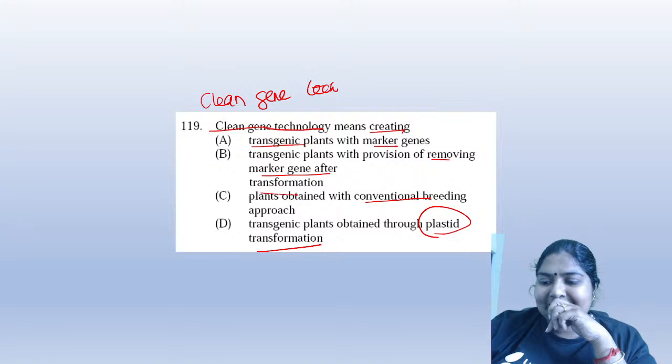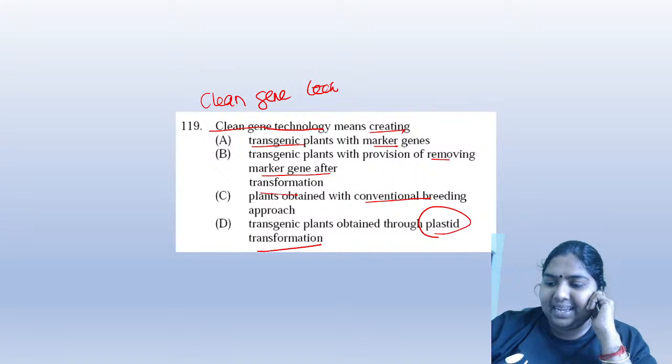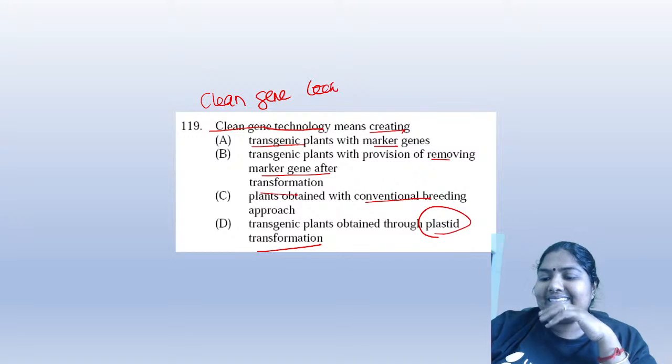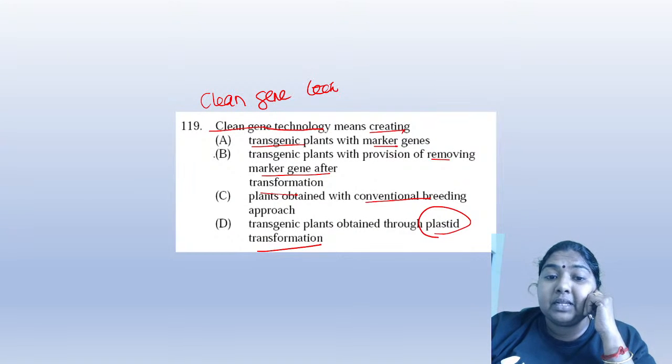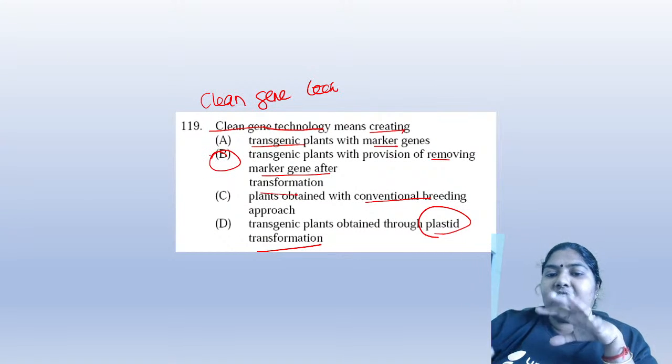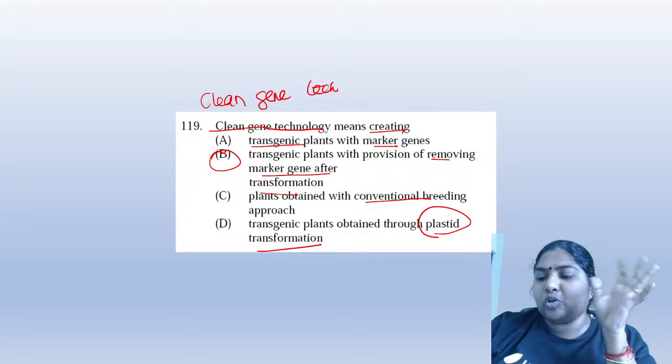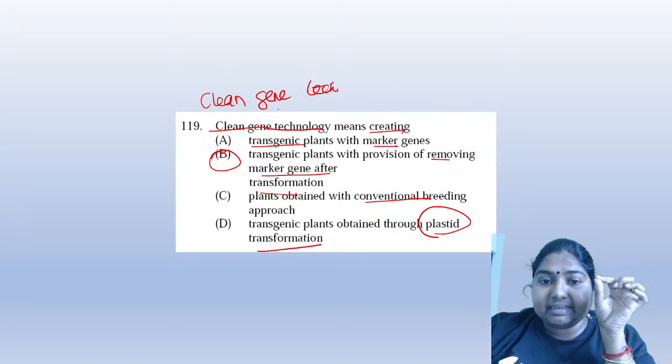Good try, everybody. I got mixed results. Which could be the correct answer? Absolutely, it is going to be your option B. So it is clean. After you create the transgenic plant, you remove the marker gene. So you can just read it.